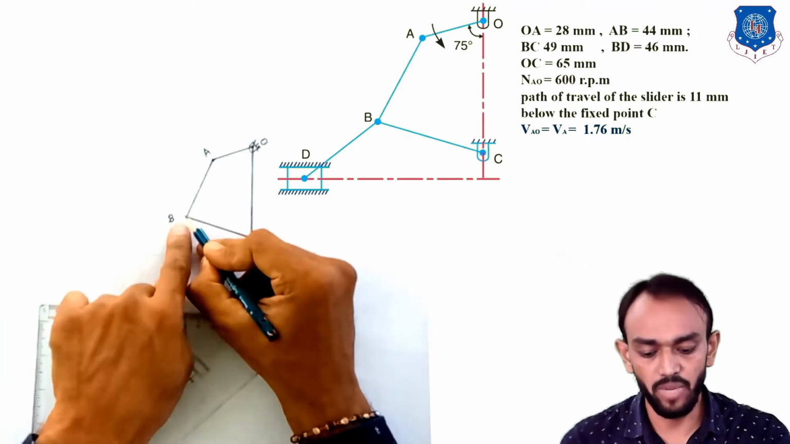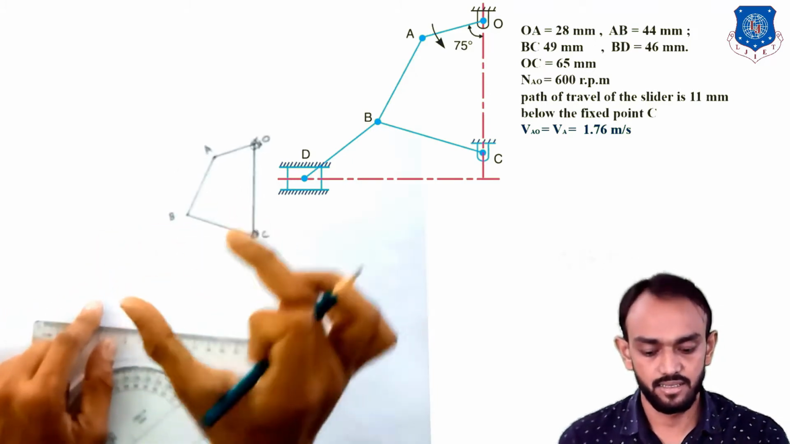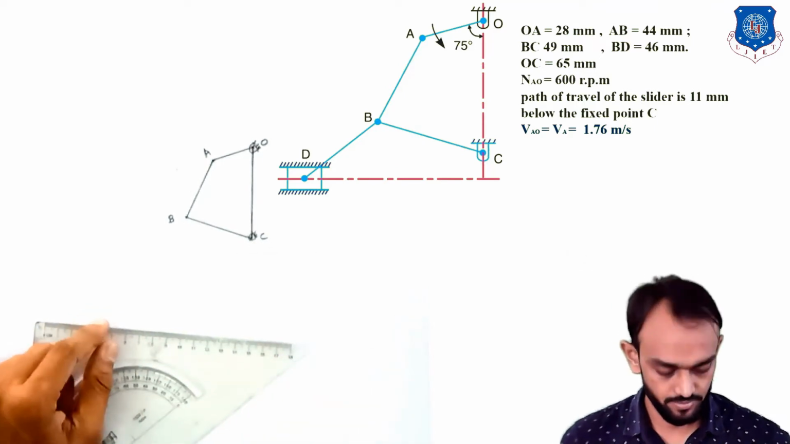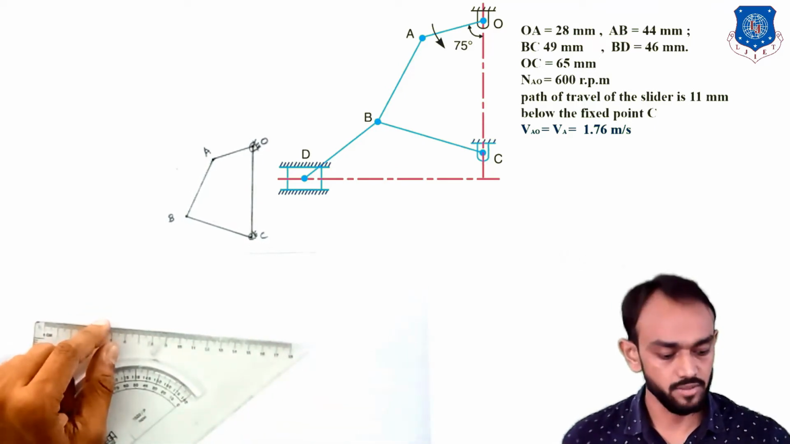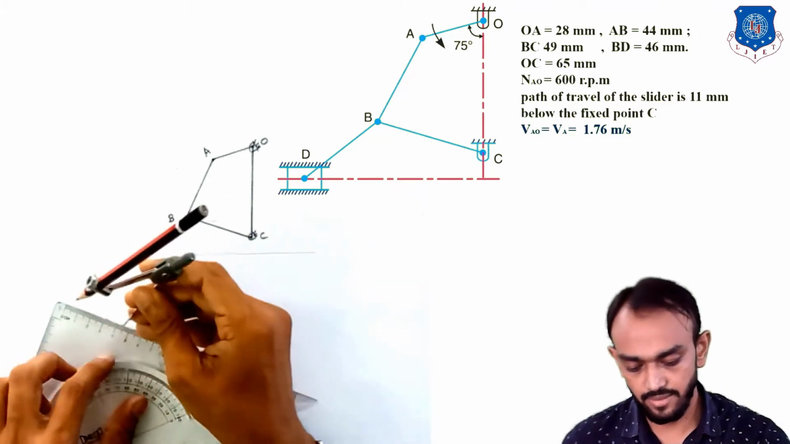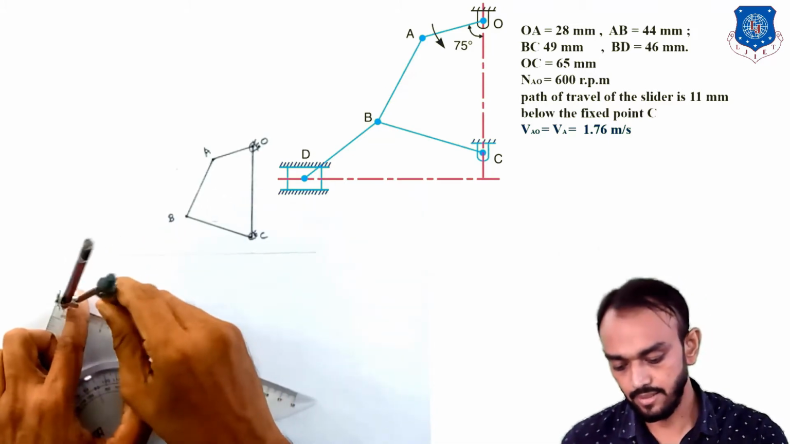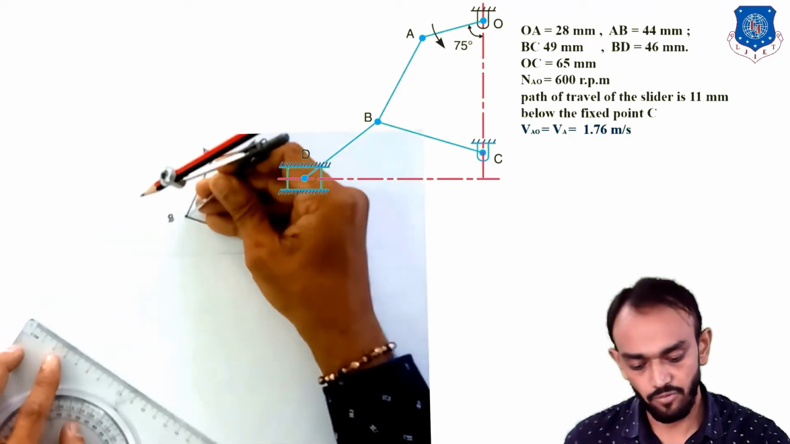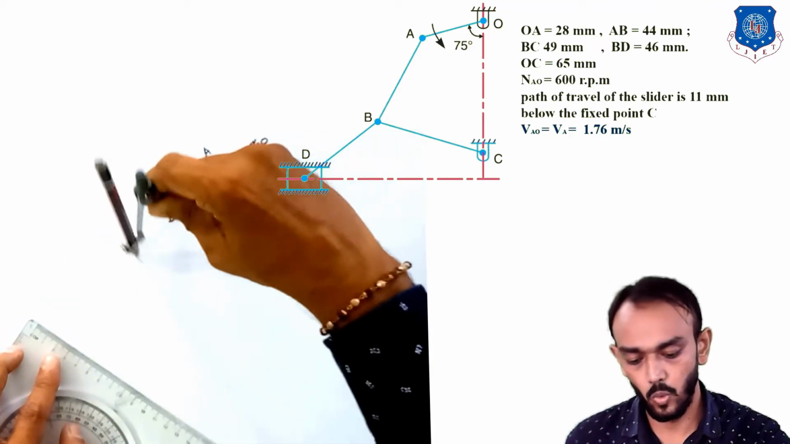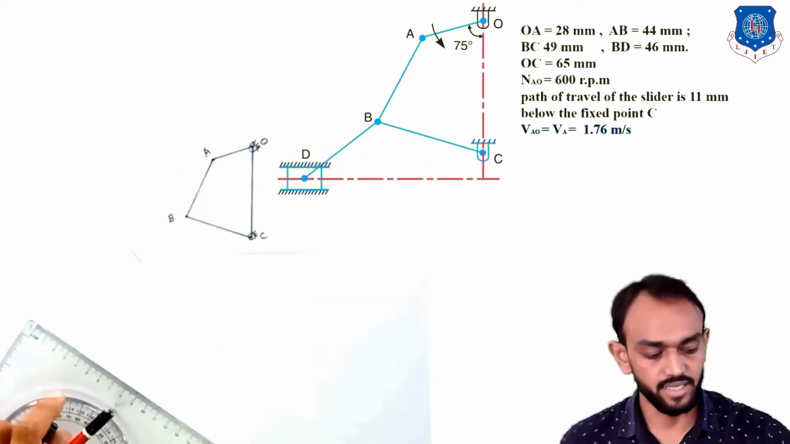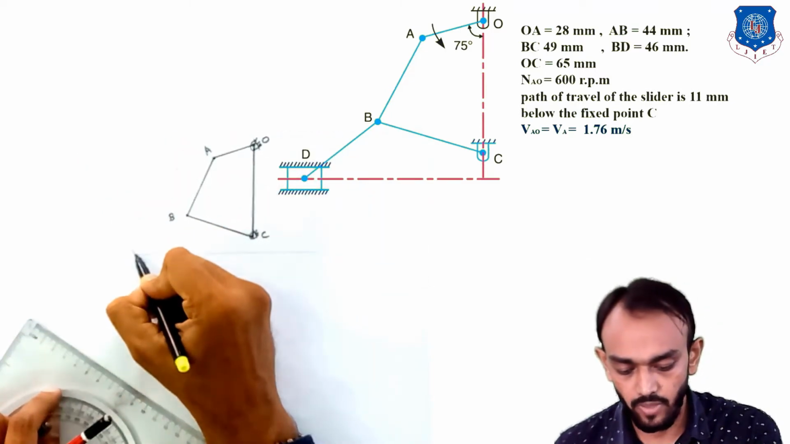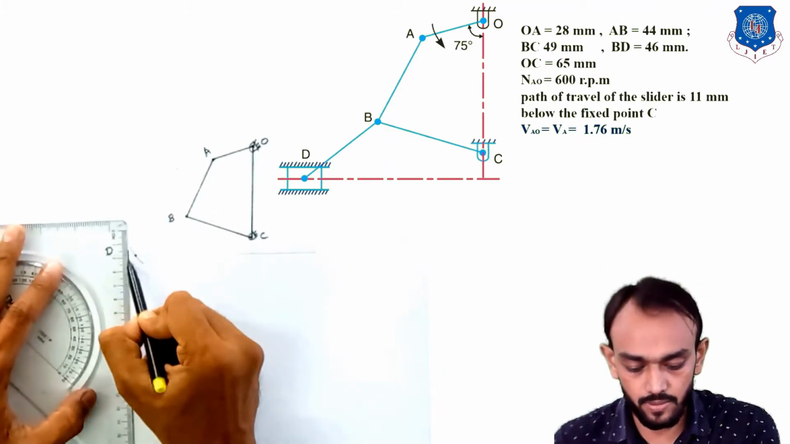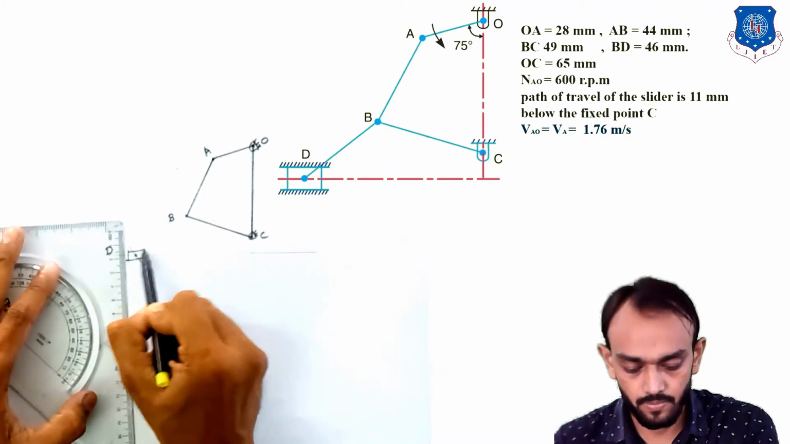We know that from B to D, this BD link, as you can see on the screen, has a length of 46. So I will set 46 here like this, and from B draw an arc like this, and this point will give me the D point, and I can draw the link like this.